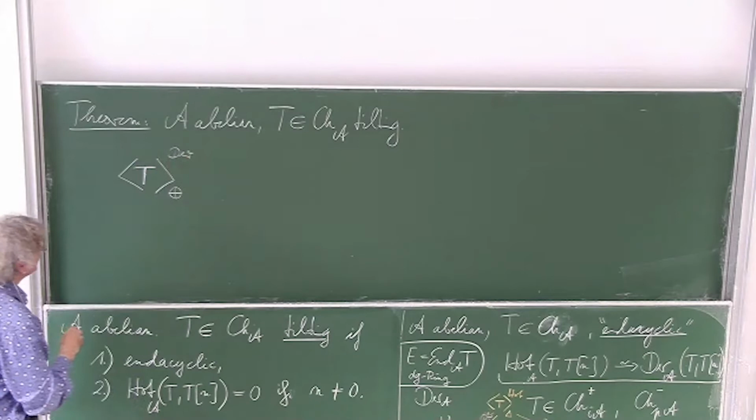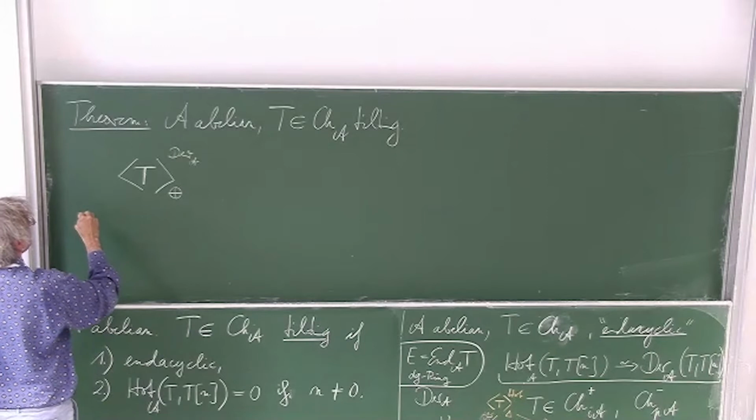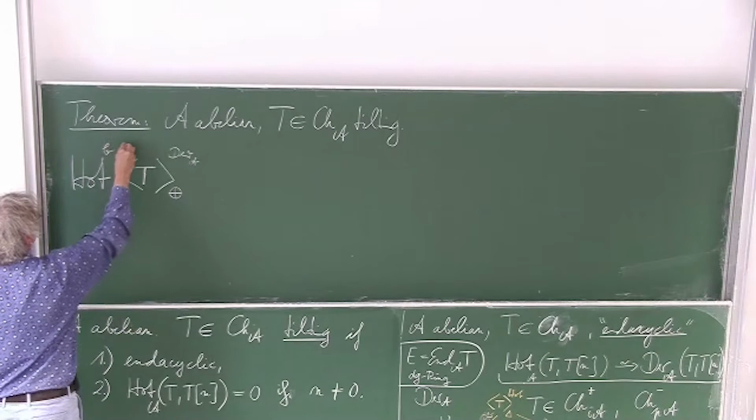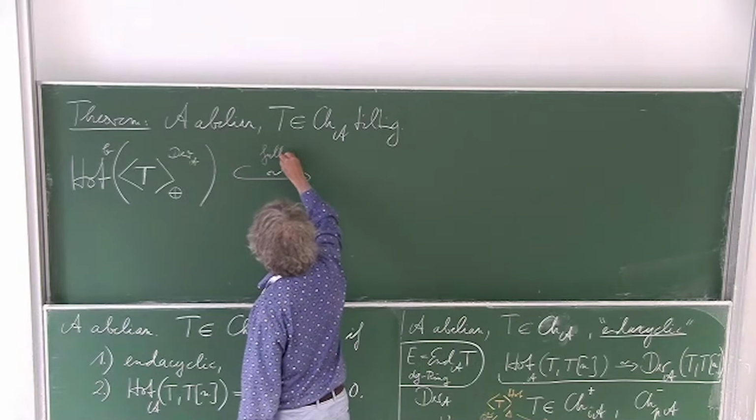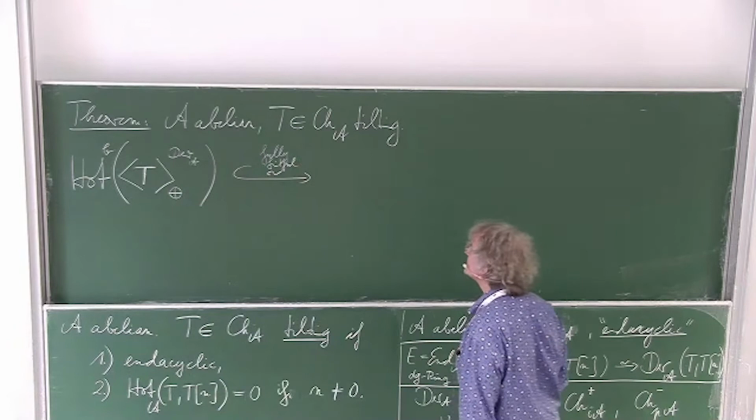And we take its homotopy category, bounded homotopy. Then it's fully faithful. So this means a fully faithful functor inside the derived category.